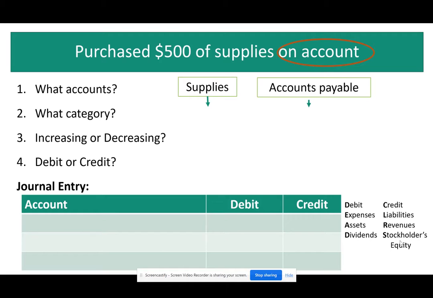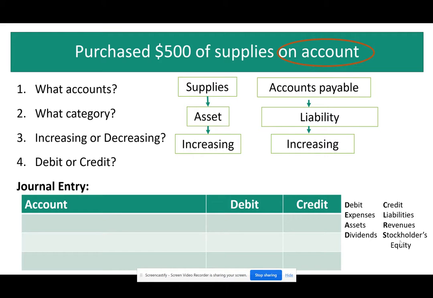Next, we say, what's that category? Supplies is an asset. Accounts payable is a liability. Next, we look at, are they increasing or decreasing? We receive some supplies. We're buying supplies, so that's an increase. And we owe more money, so that is also an increase. Our liabilities increase when we owe more money.